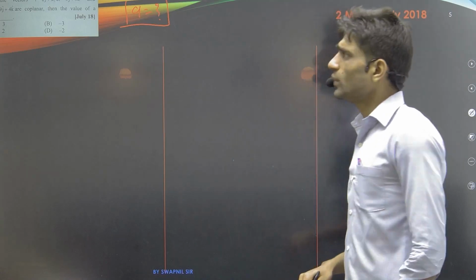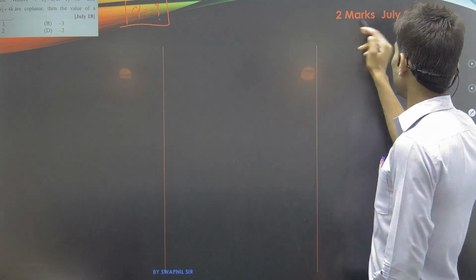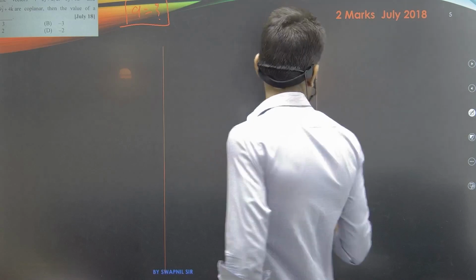Question asked in July 2018 board exam for 2 marks. Okay, now let's move to the solution.